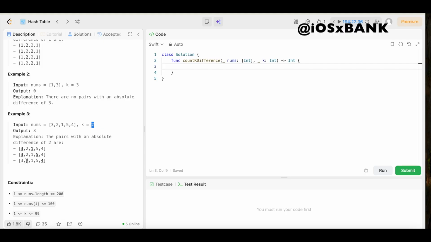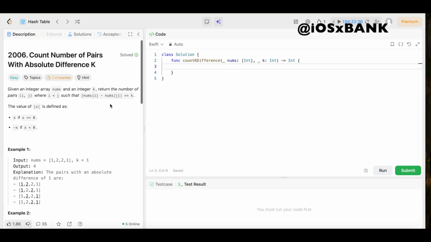That's the second pair. Boom, then the third pair, 2 and 4 right here. When we subtract 4 from 2, that gives us negative 2. The absolute value of negative 2 again is 2. So that's the third pair, and in total there were 3 pairs we could create. So the output is 3. So I hope that makes sense to y'all.